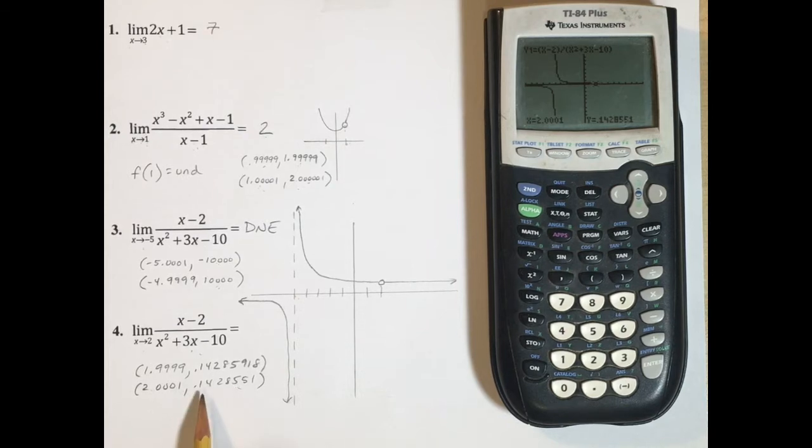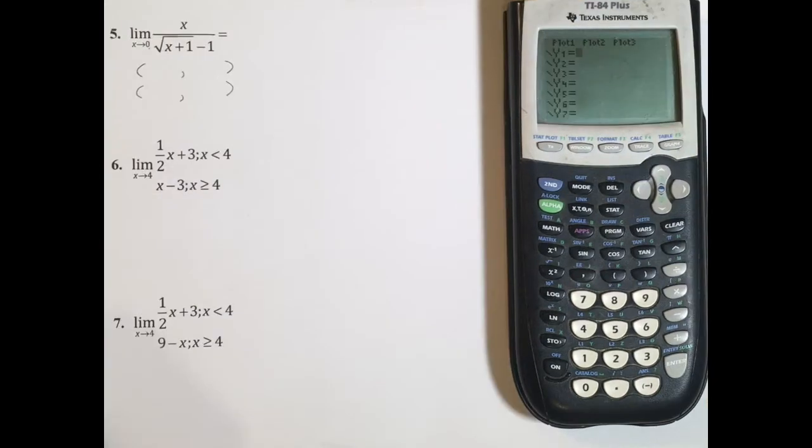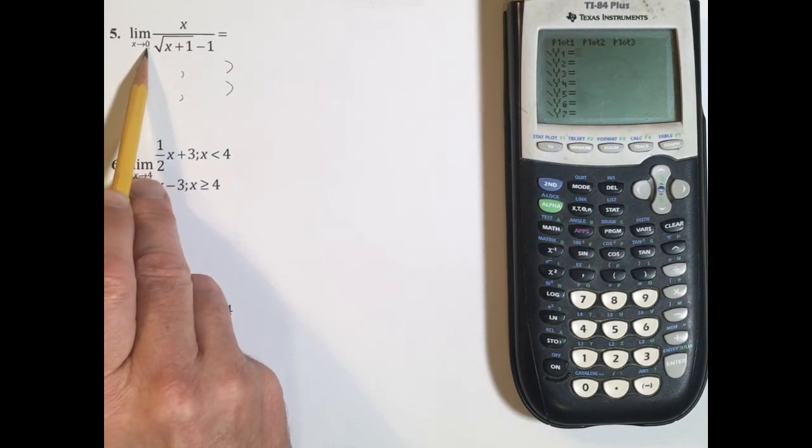They're both 0.14285. I'm going to say this limit is approximately 0.142857. This output was a little bit bigger than 0.142857, and this output was a little bit smaller than 0.142857. Or I suppose we could just say that this limit is approximately 0.14285. We can evaluate limits numerically by looking a hair to the left and a hair to the right of where we're trying to evaluate the limit.